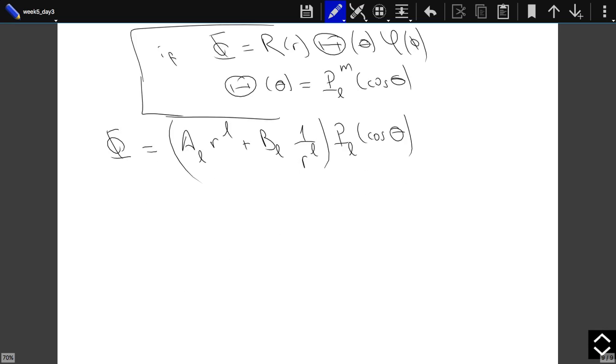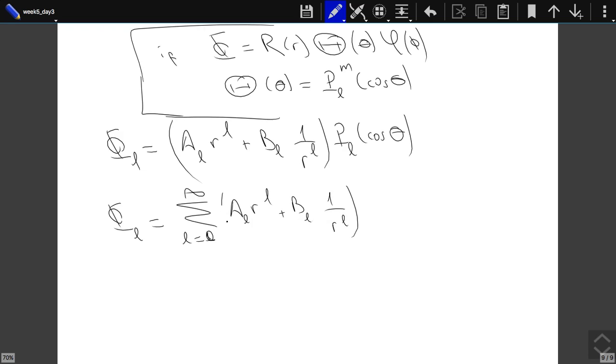Now, if you want to impose specific boundary conditions, then our potential, the general expression, will be just a summation over L from 0 to infinity of AL r to the L plus BL 1 over r to the L, times PL of cosine theta.